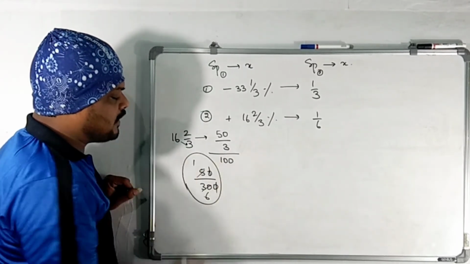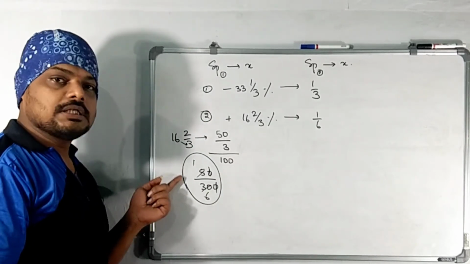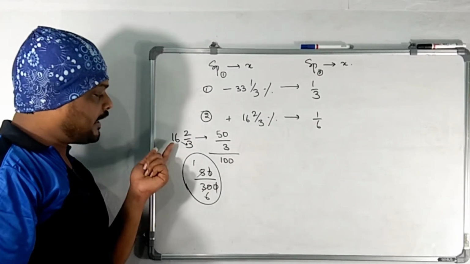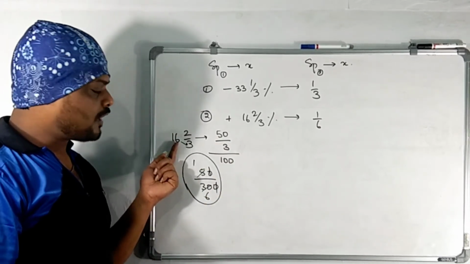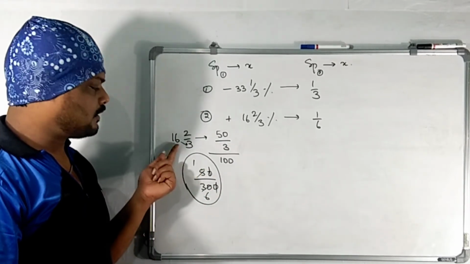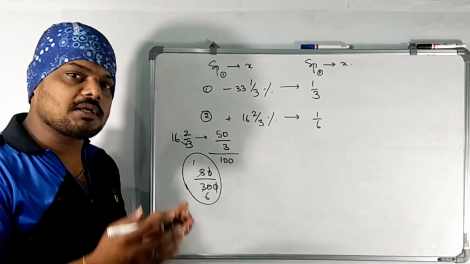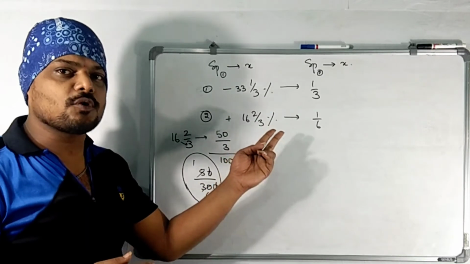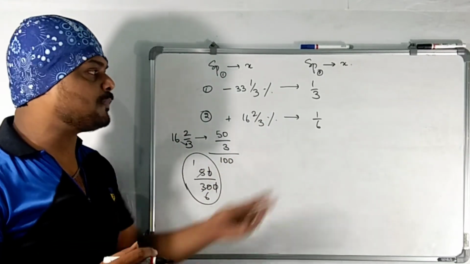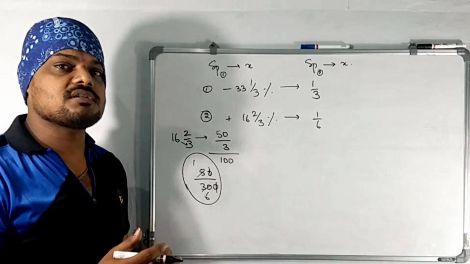This fraction value comes by solving this percentage. So actually there is no need to solve these. What you have to do is remember the values as I remembered. So here 16 2 by 3 is 1 by 6 directly. You have to remember. It will make your calculations easier.